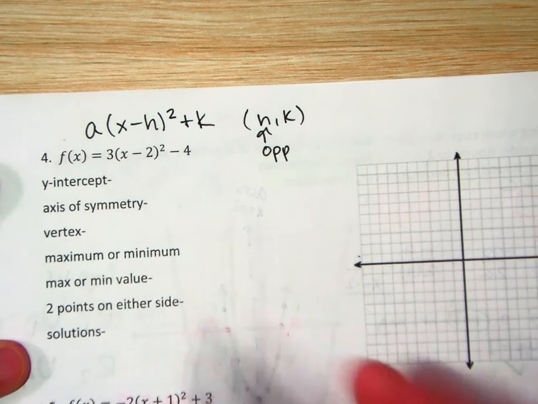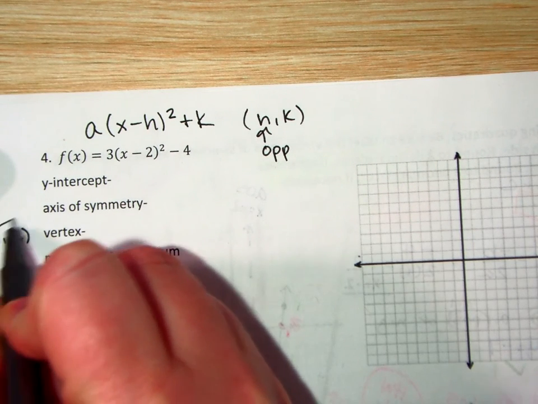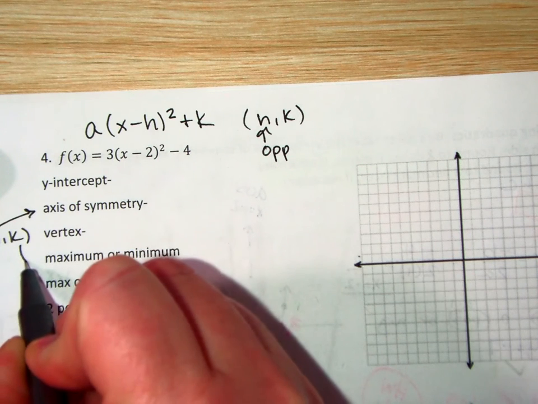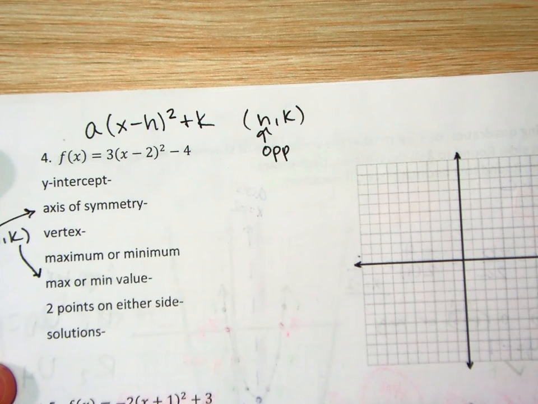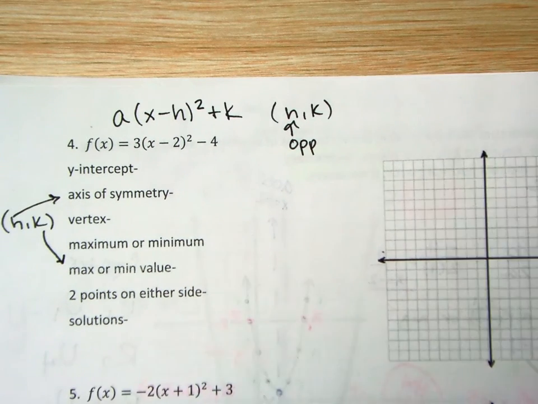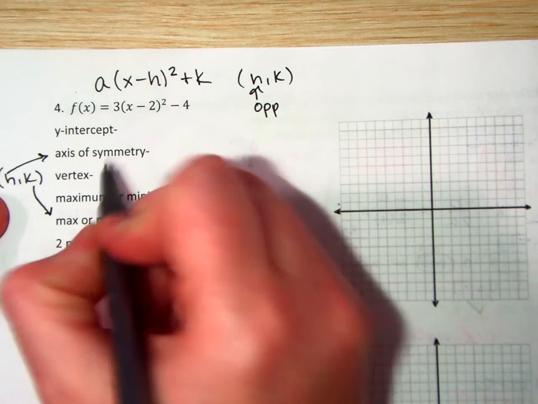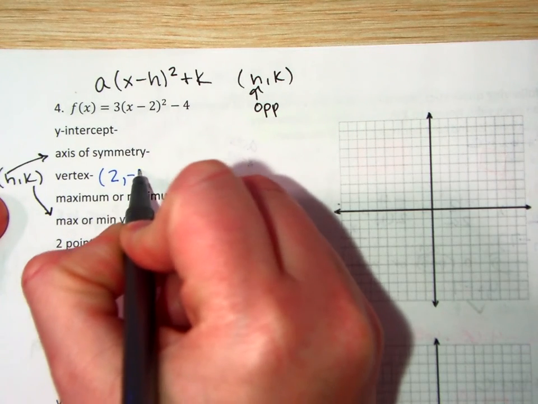So your vertex is at (h, k). Your axis of symmetry is your h value, and your k value is your min or max of your vertex. On my vertex, I have a -2 in my equation. Apologize, -2 in my equation. So with that, I'm going to have a vertex of (2, -4).